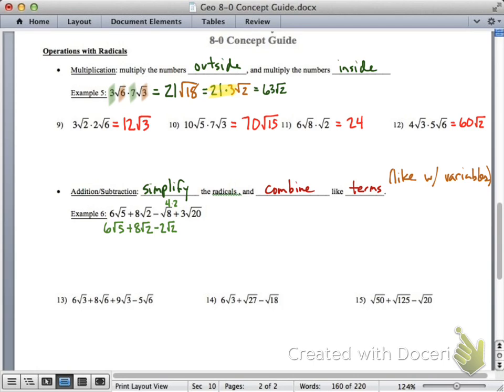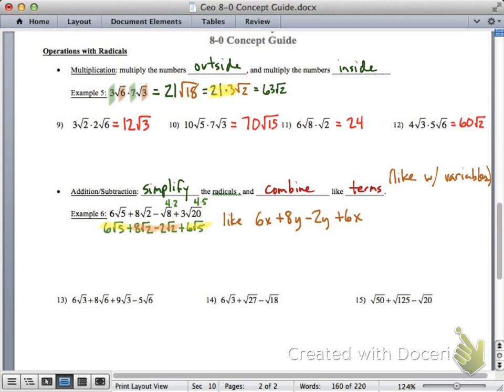The square root of 20 simplifies. That's 4 times 5, or it's 2 times 2 times 5, but a 2 comes out. So 3 times 2 becomes 6. The 5 stays in the square root of 5. Now what we have here is like having 6x plus 8y minus 2y plus 6x with those terms there. We're going to combine the like terms. So the 6 square root of 5 and 6 square root of 5 will go together. The 8 square root of 2 and the 2 square root of 2 go together.